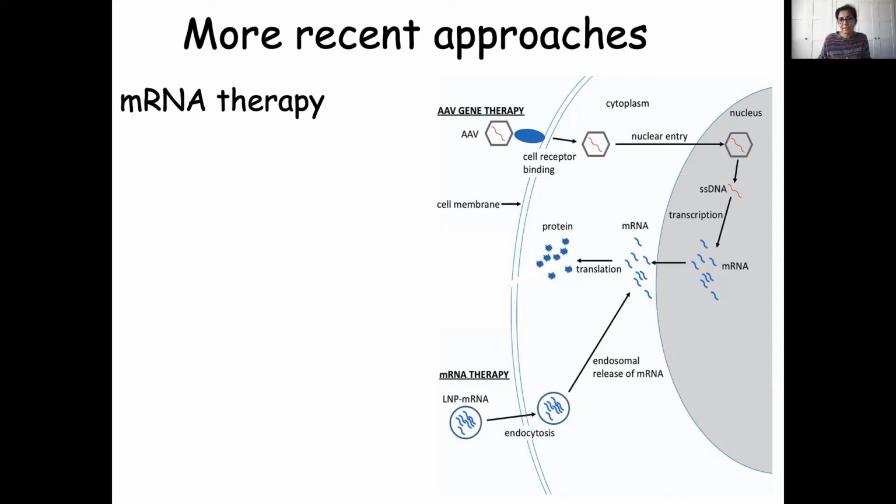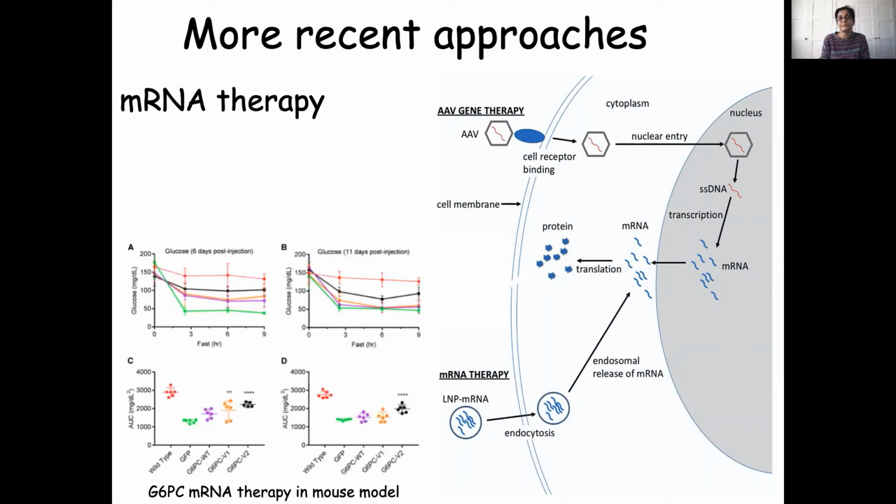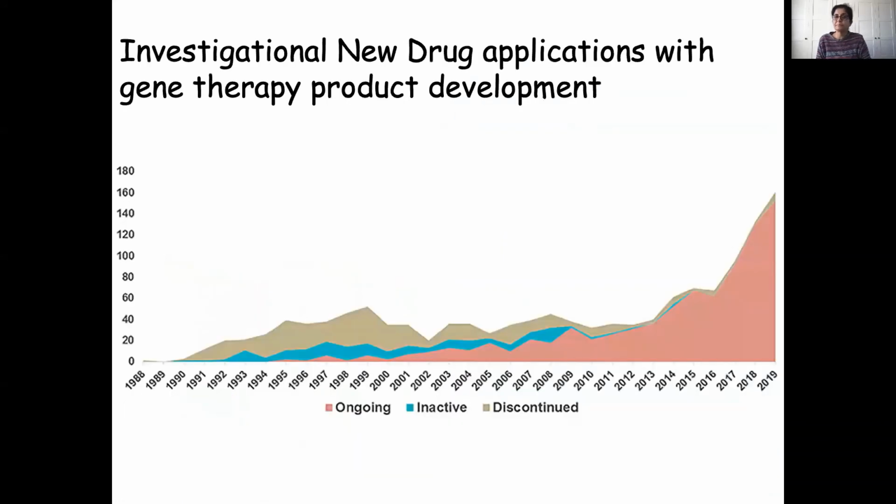So it is also being developed, and for glycogen storage disease type 1, they have trialed this messenger RNA therapy in mouse models, and they are showing some positive effects in terms of glycemic control, even 11 days after the therapy. So it is looking promising with messenger RNA therapies. Again, they're not currently being used for clinical purposes.